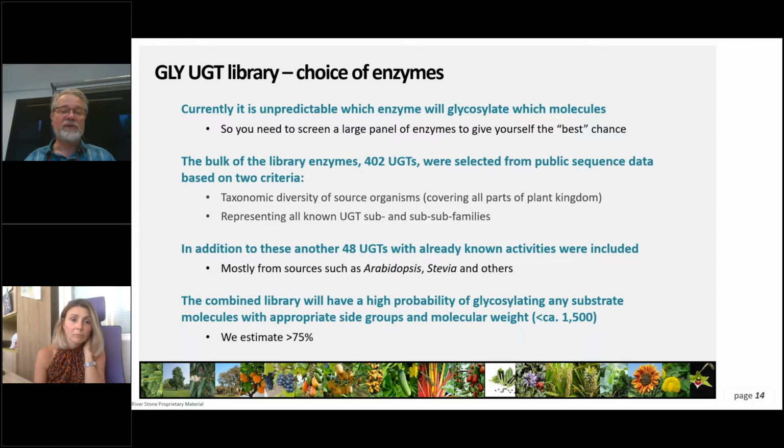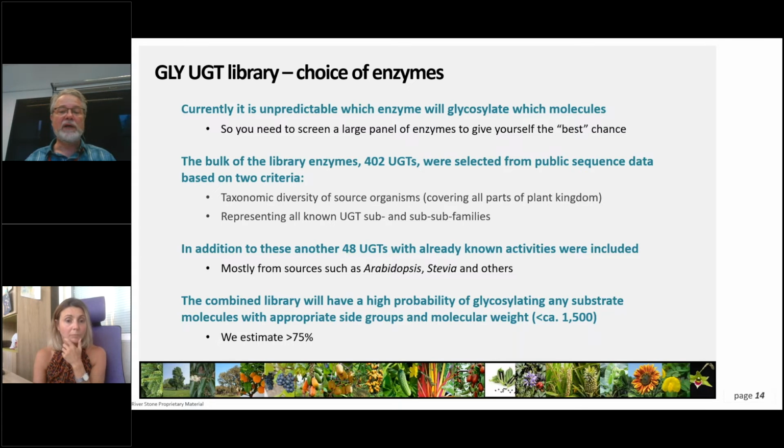So using these 2 criteria, we found the first 402 UDT sequences. In addition to these, we took 48 UDTs that we have history with, where we already knew a bit about their activity. Some of these are what we call household UDTs that do work on quite a lot of substrates. Some were very specific UDTs that we knew worked with specific, you could call them exotic, substrate groups. Mostly these enzymes came from Arabidopsis and stevia, the sweet leaf I talked about before.